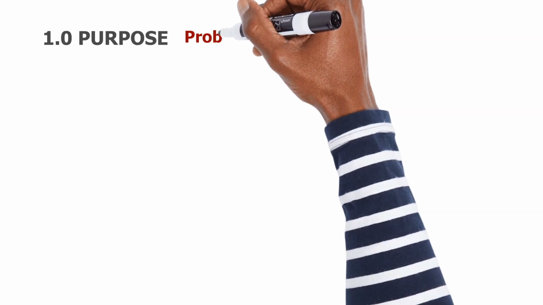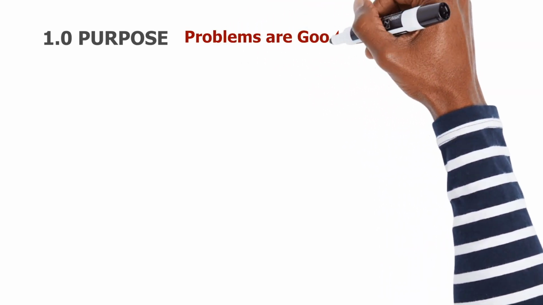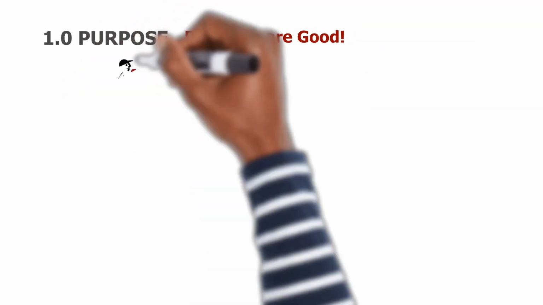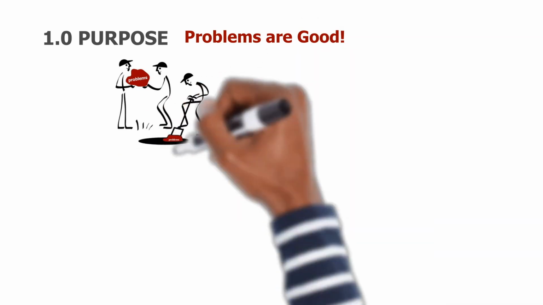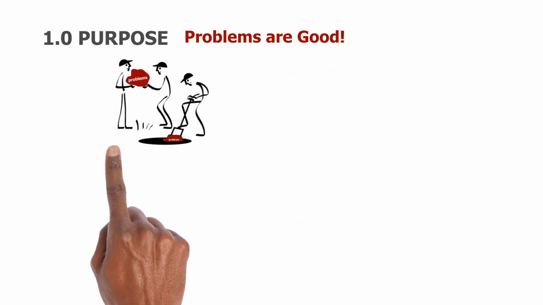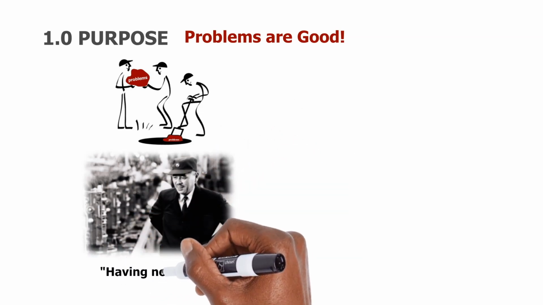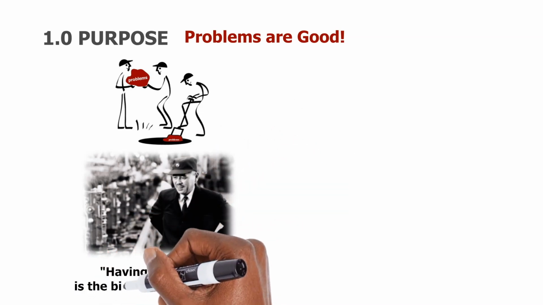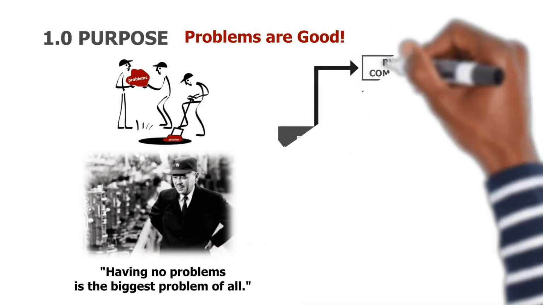So let's look at purpose and why is problem solving important. Well, firstly, we need to accept that problems are good. We should see them as golden nuggets of opportunity rather than something to sweep underneath the carpet. As Taiichi Ohno said, having no problems is the biggest problem of all. We should therefore actively seek out problems and start digging them up for people to tackle.